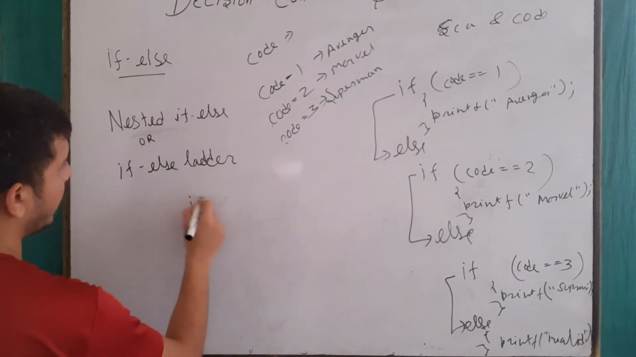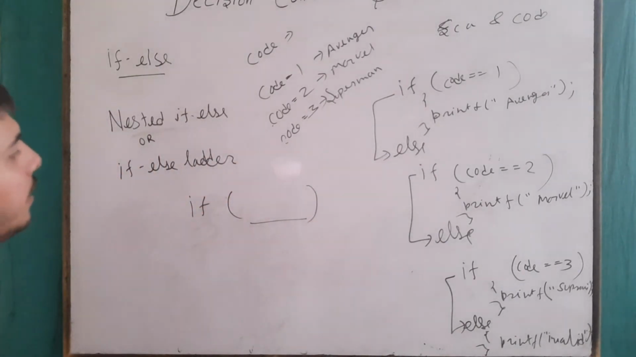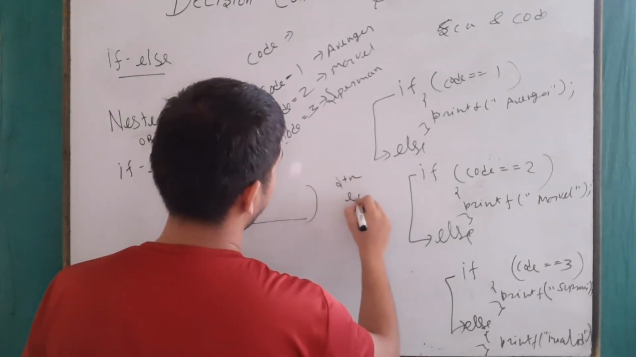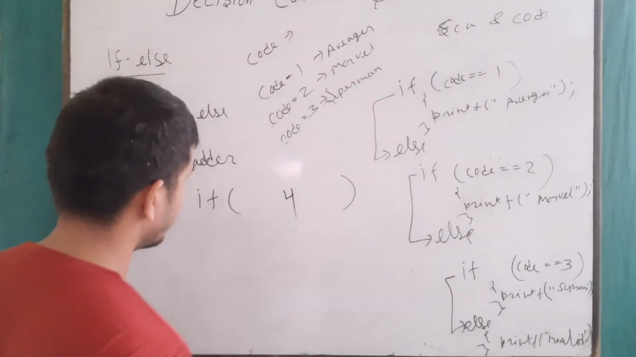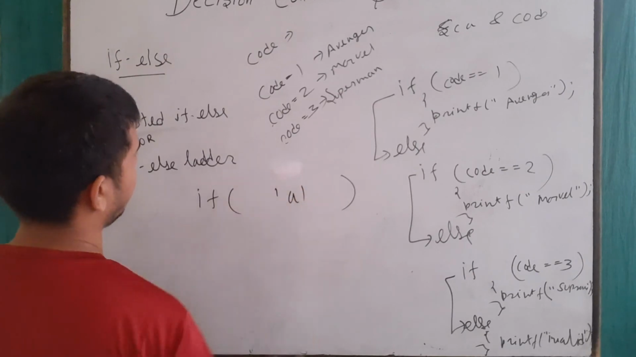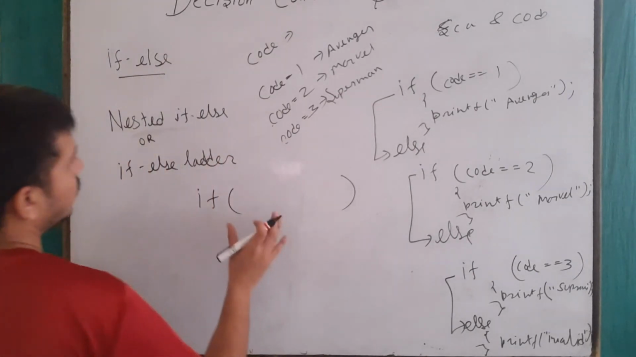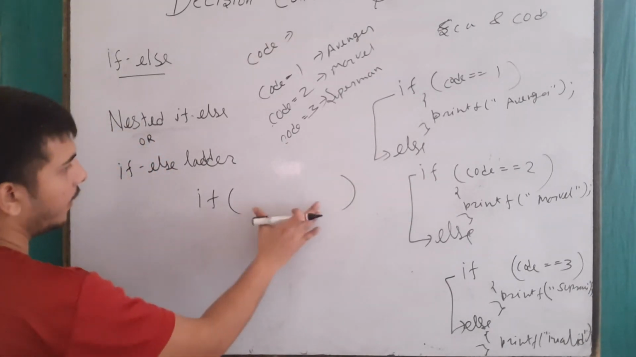Another quick note is that inside if, I can write anything. What I mean is that I can write any valid statement, any valid expression, any valid value. For example, I can also write simply 4. 4 means it will be evaluated as true, or I can write A, it is also okay. Don't think that only a condition can be written here. I can write anything here.